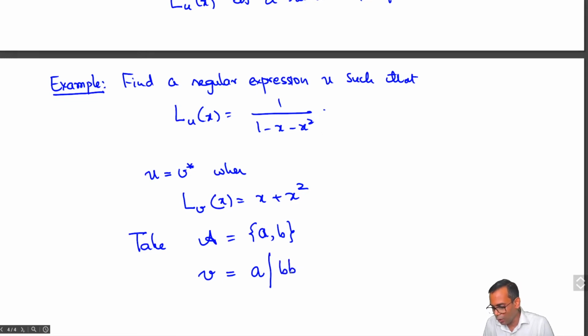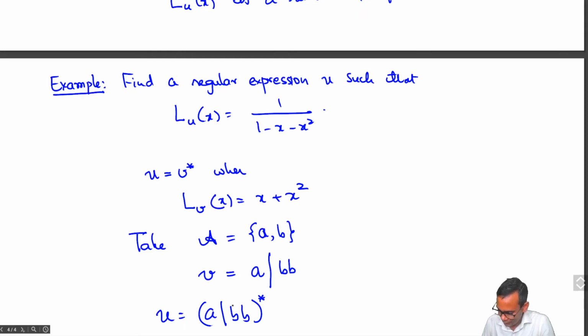I couldn't write a or aa, because then if I took U equals V star, it would not be uniquely parsed. So I'll just take this a or bb. And so what we have is U equals (a or bb) whole star. Words in this will be words in a and b such that the b's always occur an even number of times consecutively.